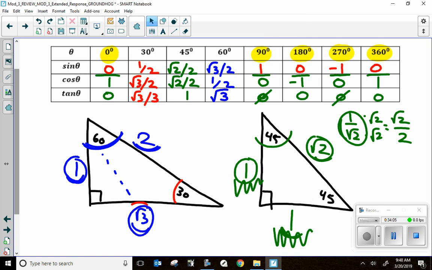On a final, if they ask you to do any of these things, you have a calculator, just type it in. But you really need to know these triangles moving forward, going on to pre-calculus and calculus. They are a tremendous, tremendous help.